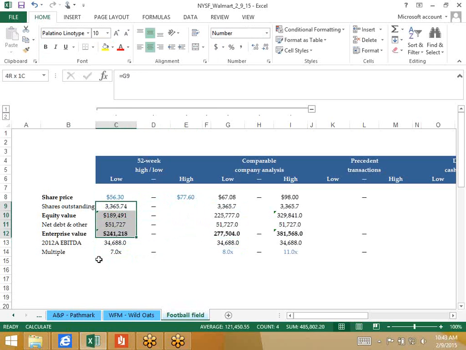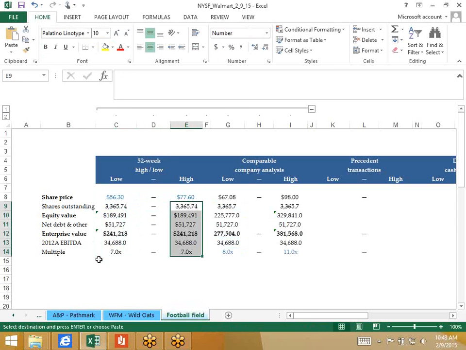You can do the same thing. Just copy to the right. So when the company was at 56, that was a 7 times multiple. When the company was at 77, that's a 9 times multiple. We're getting ranges that we will compare.